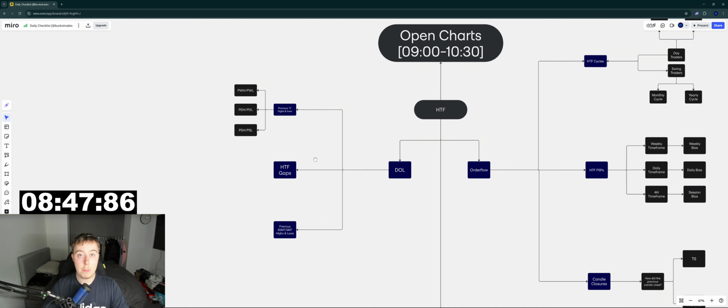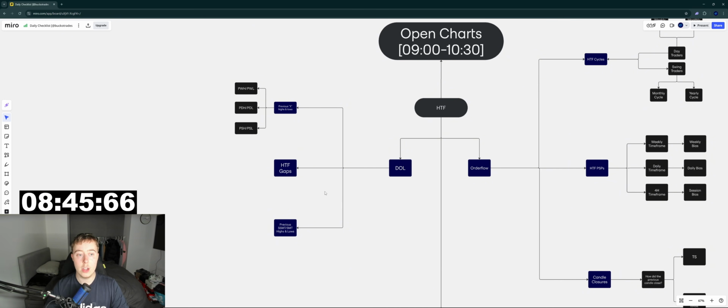And then high time frame gaps. Obviously, these act as a good magnet for price as well. You know the price likes to go from liquidity pool to imbalances back to liquidity. So if you can identify where price is drawing towards, is it drawing towards a liquidity pool or an imbalance, then that is very, very important.